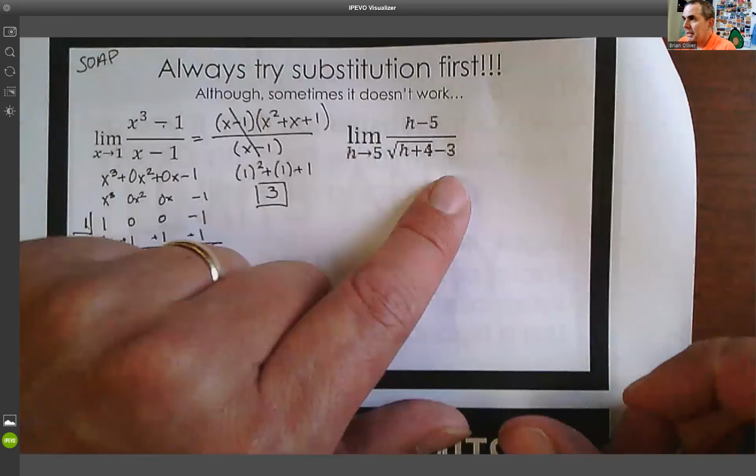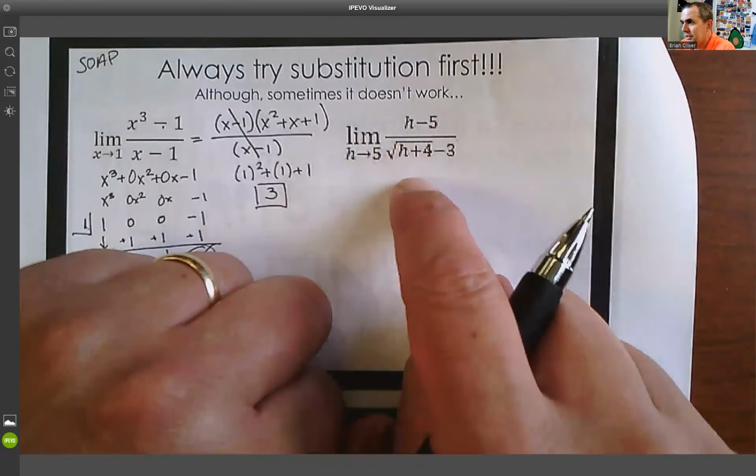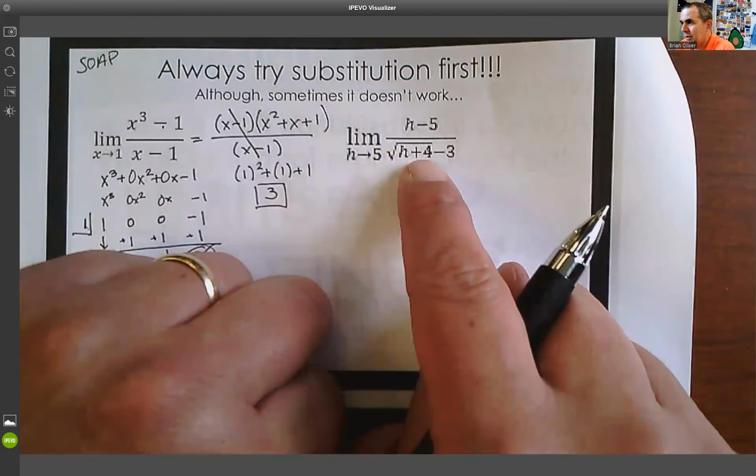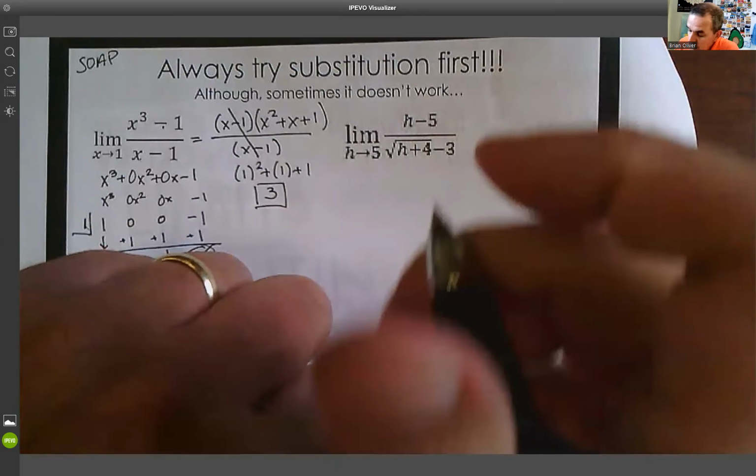The other one I want you to talk about is here, conjugates, because if I actually plugged in a 5 here, 5 minus 5 is 0. If I put it down below, 5 plus 4 is 9. Square root of 9 is 3. 3 minus 3 is 0. I can't get 0 over 0.